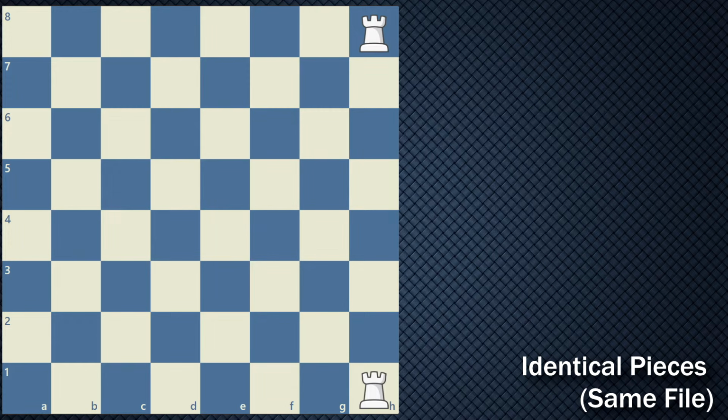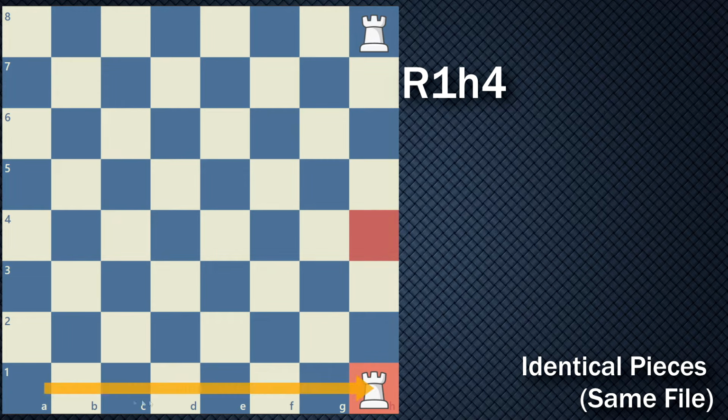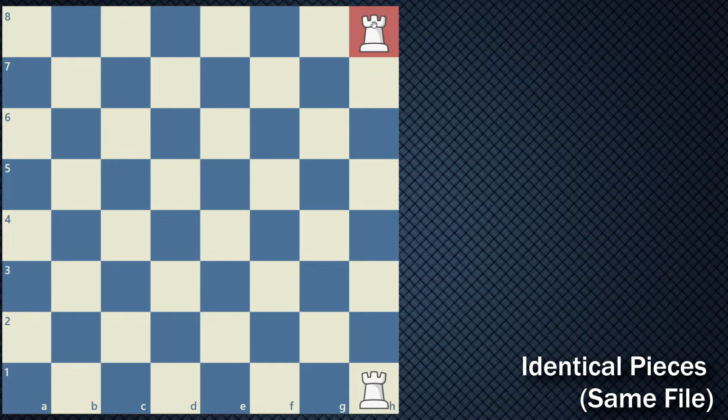I showed you how to record chess moves if both pieces were on the same rank, but I did not show you what it looks like if they are on the same file. It's very similar to recording than before. So what you'll do is, if I want this rook right here to go to h4, I'll say rook, capital R, number 1, because it's on rank 1, and then it moves to h4, lowercase h and 4. And vice versa, if I want this rook right here, I'll say capital R, 8, and then it moves to h4, lowercase h and 4.